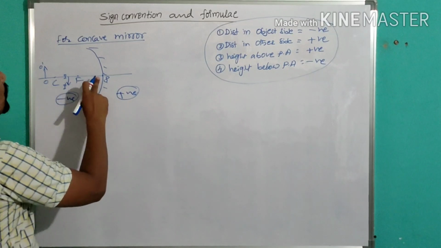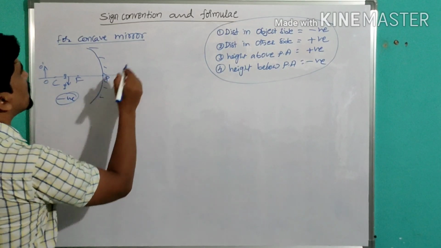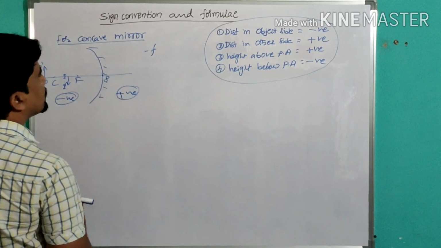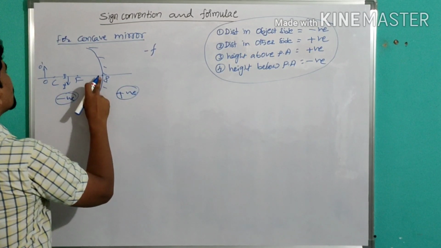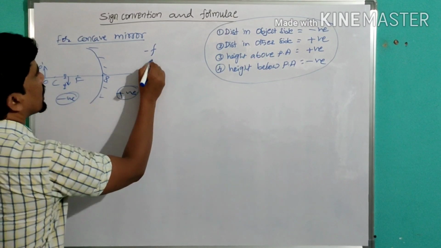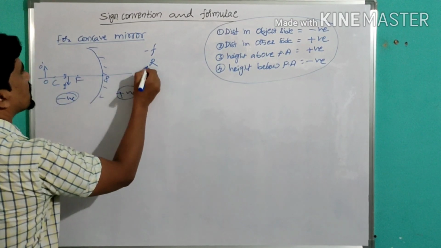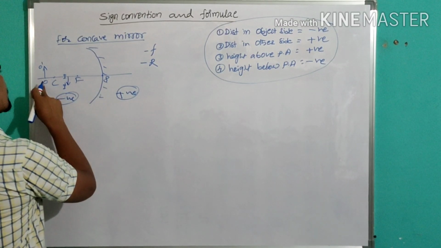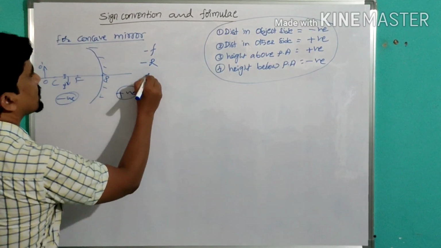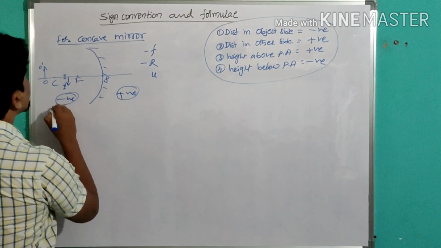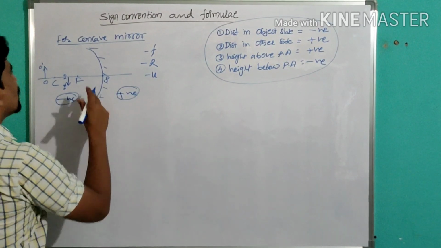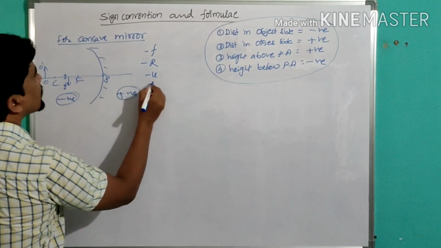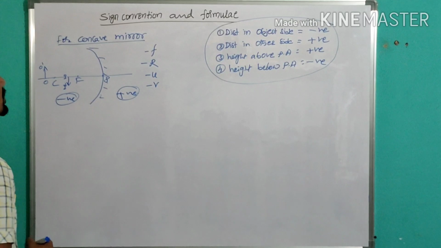Pole to focus gives focal length. This focal length is on the object side, so negative. Pole to center of curvature gives radius of curvature. This is also on the object side, negative. Pole to object is the object distance, that is u, also object side, negative. Pole to image is the image distance. This is also object side, negative.